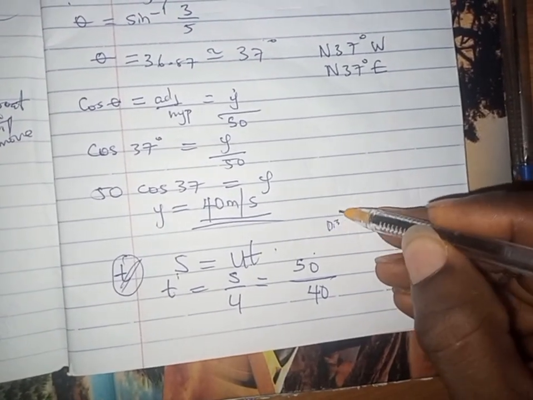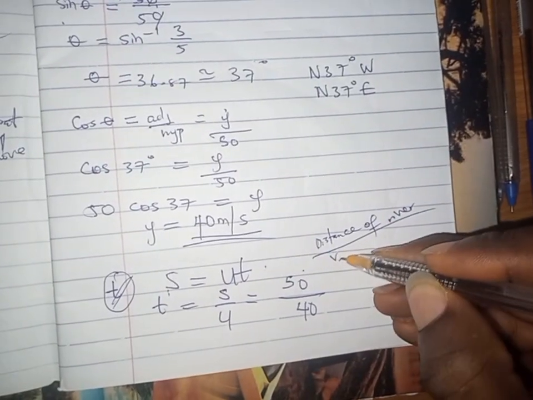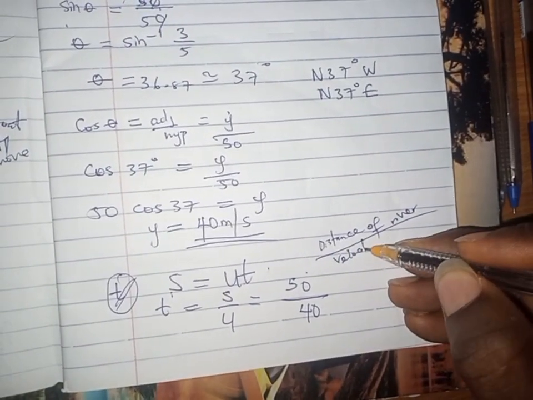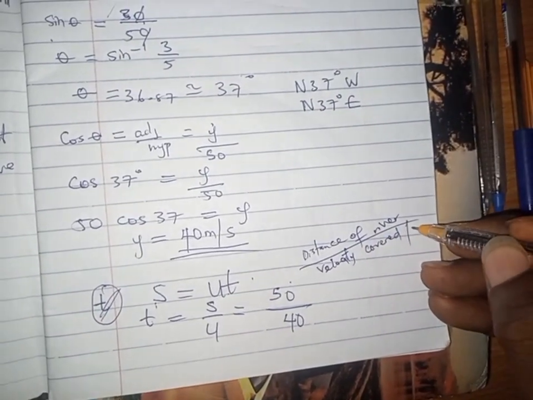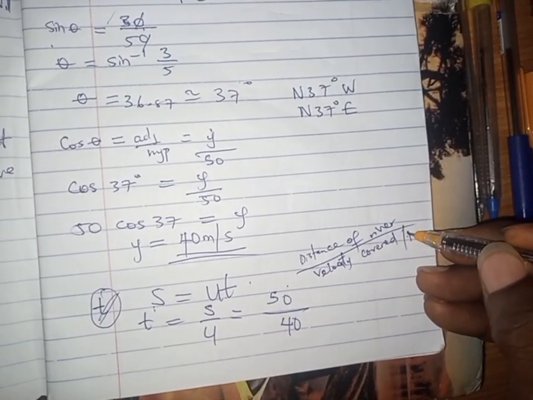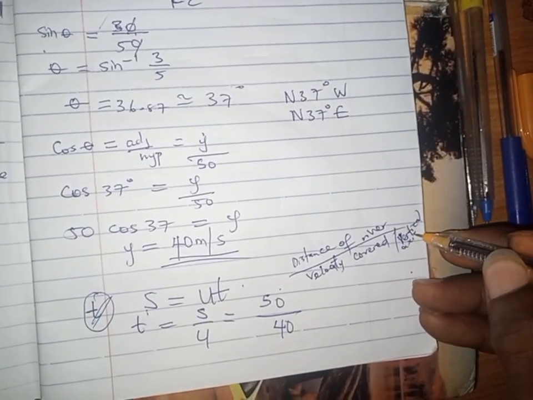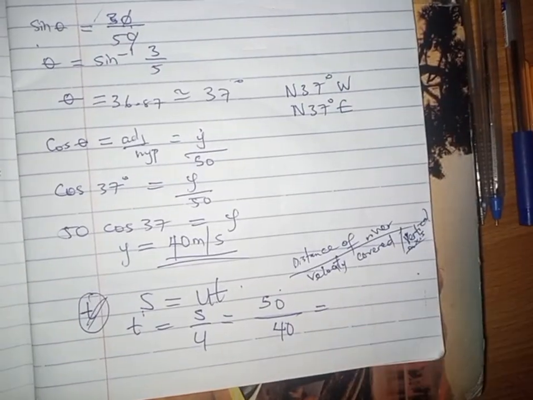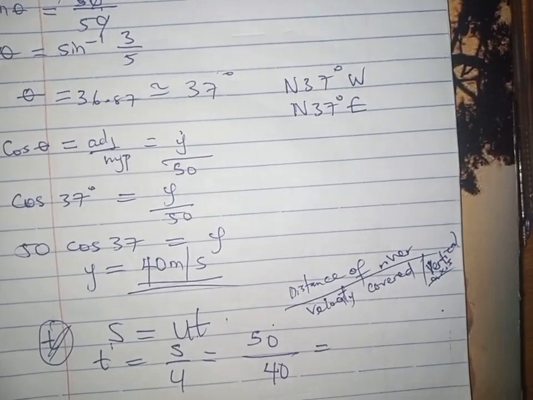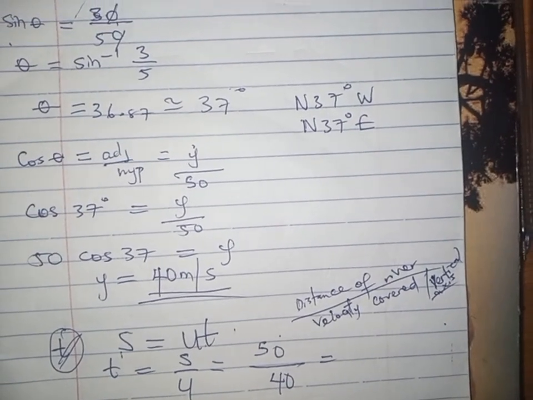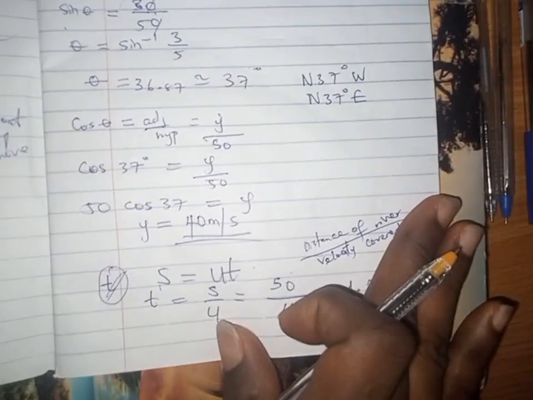So the distance of the river over the velocity covered, or final velocity covered, or you say vertical axis. So this is going to be 50 over 40. 50 divided by 40 will be 1.25 seconds. This is how you go about it.